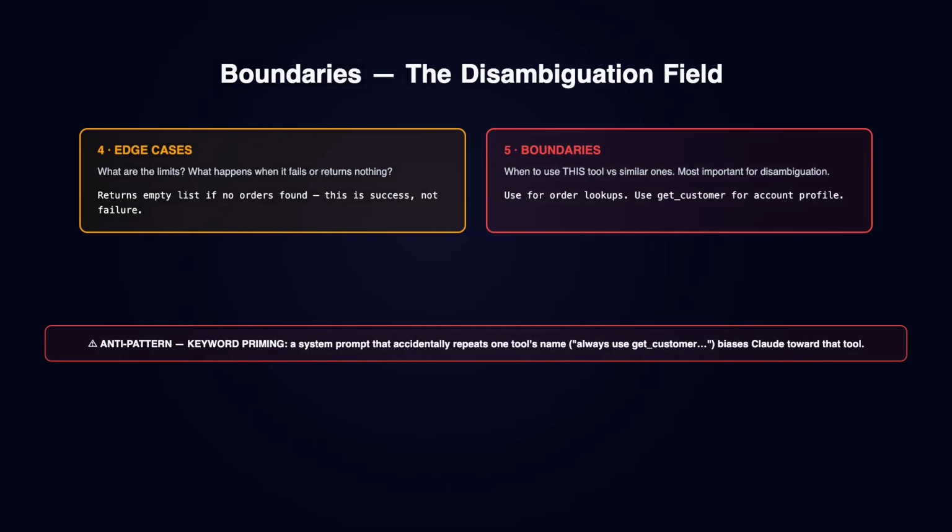That last ingredient matters most for disambiguation, and watch for one anti-pattern. Keyword priming. If your system prompt accidentally repeats one tool's name, it statistically biases Claude toward that tool even when another is correct.